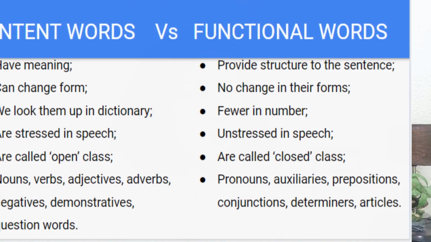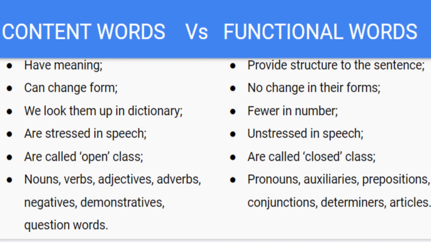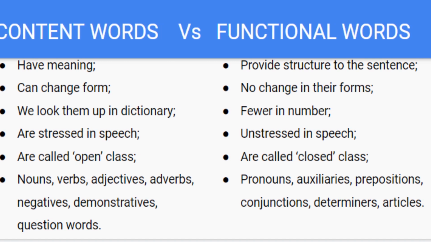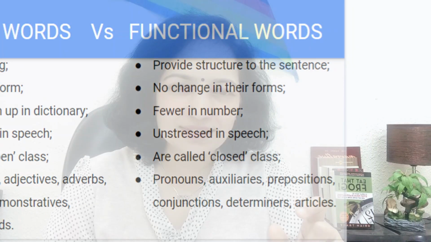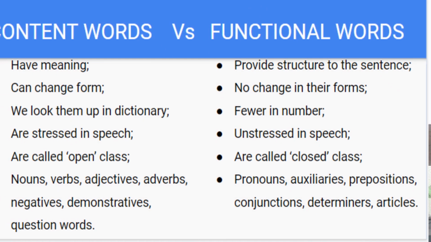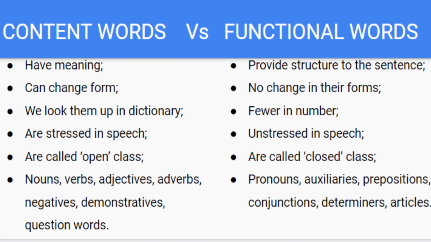Let's now look at the features of the grammatical words. What makes them so distinct? So the first point is they provide structure and form to the sentences. Okay, they hold the sentence together. Unlike the content words, the grammatical words are fewer in number. They have very well defined roles and rules for themselves. The next point, the functional words or the grammatical words do not change. In speech, the functional words remain unstressed, unlike the content words.